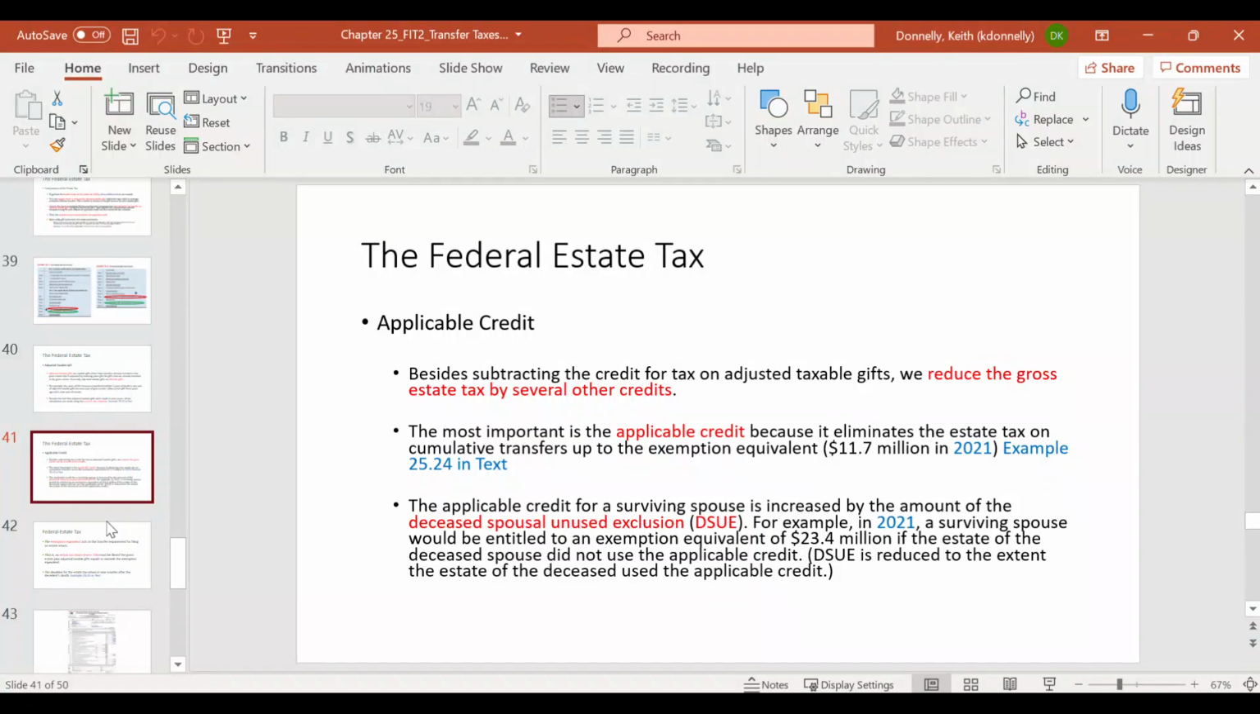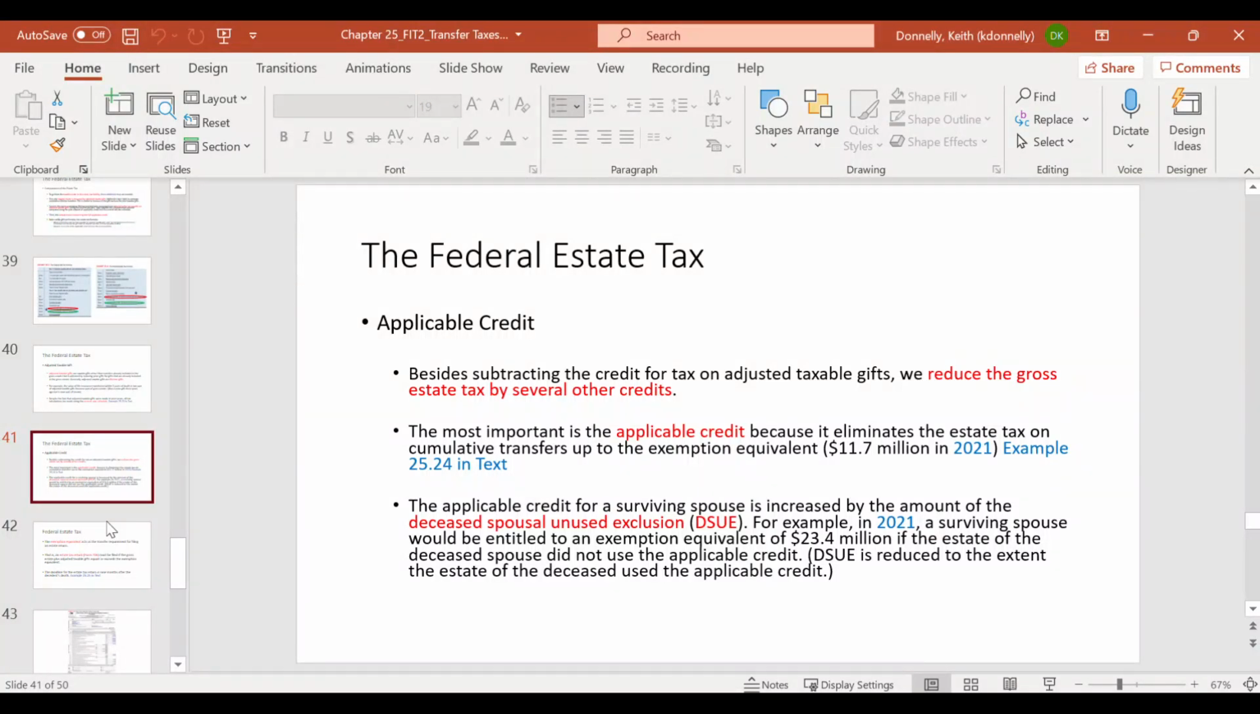Then it says here, the applicable credit. Once we get to it, we basically have this giant credit, right? This 11.7 million credit that we can offset any liability. So we said this is the reason why the estate gift tax only applies to certain people. But as I have here, the applicable credit for a surviving spouse is increased by the amount of the deceased spousal unused exclusion. So let's look here.